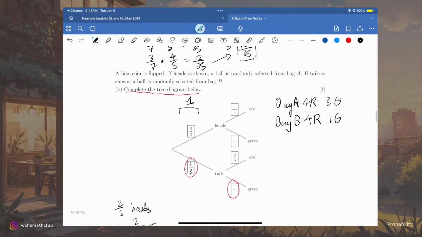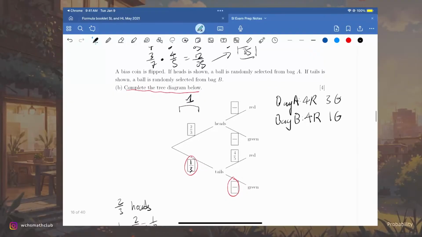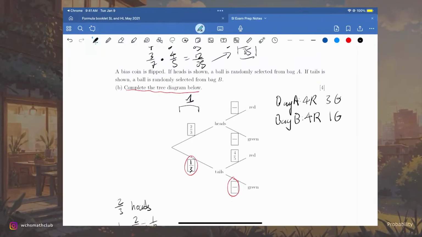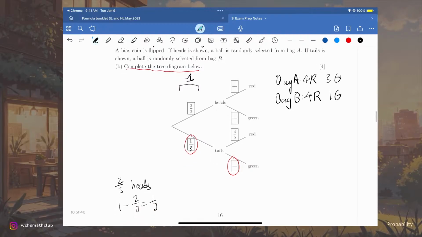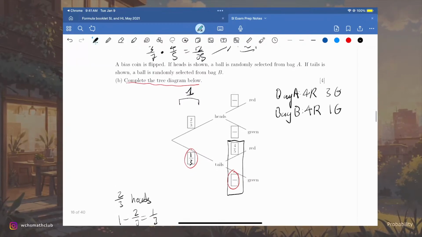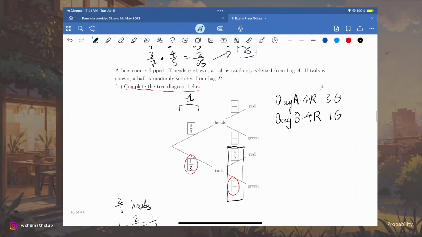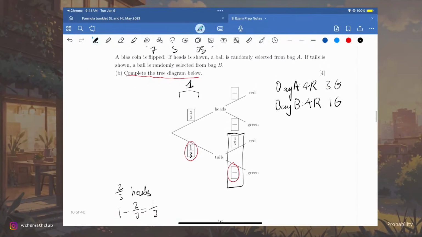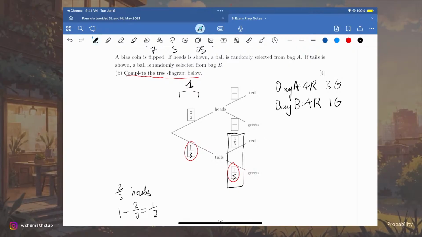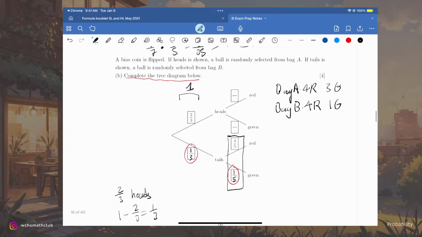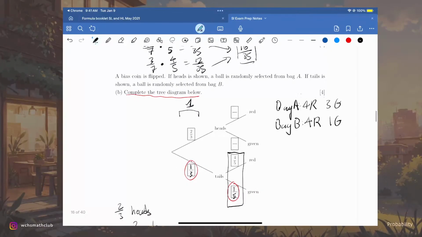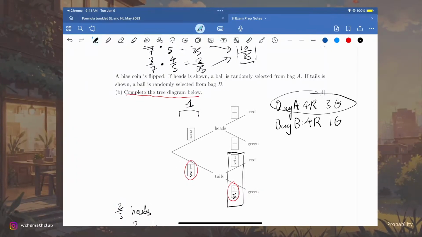So the idea here to get the second one that I've just circled in red here is we use the same principle, 4/5, for getting a red ball from bag B. So that must mean we have a 1/5 probability of getting a green ball because you either get red or green. And then for the top, we're going to focus on bag A.